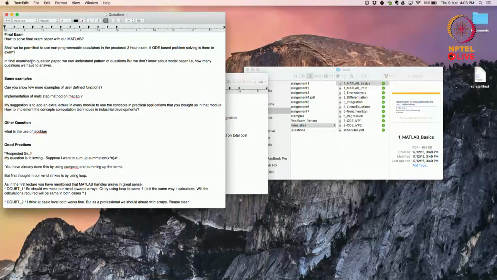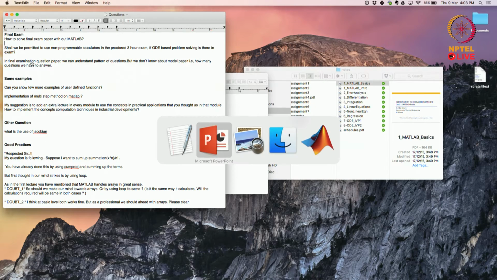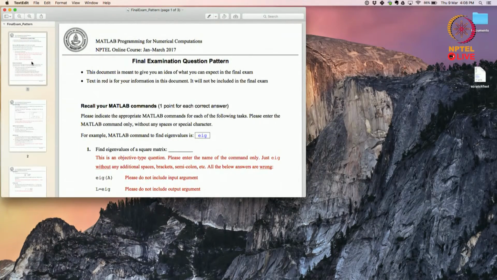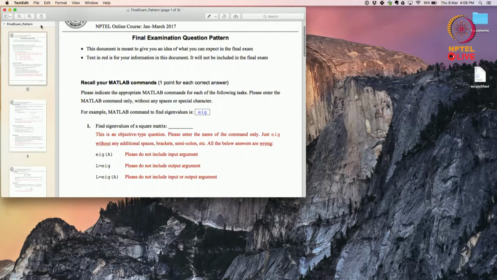Another question was about the pattern of the final question paper that I had posted, but people wanted to know a little more about the model paper itself. So let's go over the final question paper pattern, and this will probably answer your questions regarding how to solve the questions when you do not have access to MATLAB.